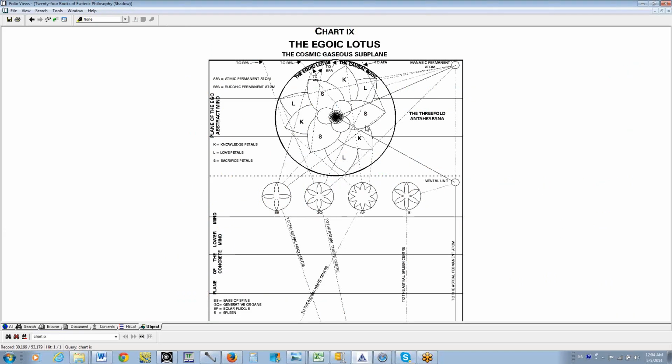You notice that the love petals appear to be the largest petals and are on the outside. Then come the knowledge petals, and this is a mistake. These that say L should say K, and these that say K should say L. The one thing that is important about this chart is that it shows us that one love petal touches the third subplane of the mental plane, another the second, just on the border of the second, and another the third. And thus it is with the knowledge petals, the third, the second, the first, and with the sacrifice petals, the third, the second, the first.